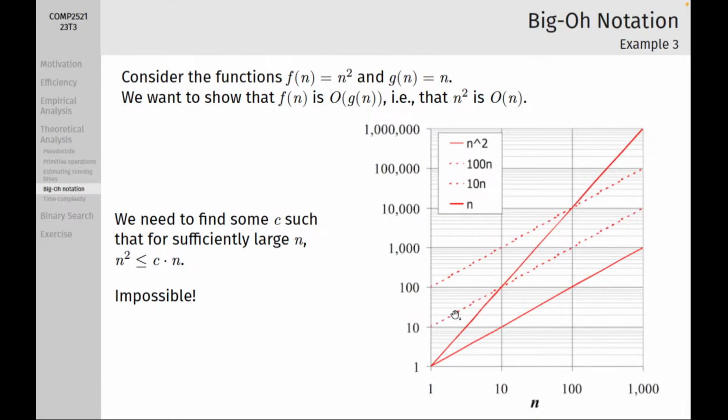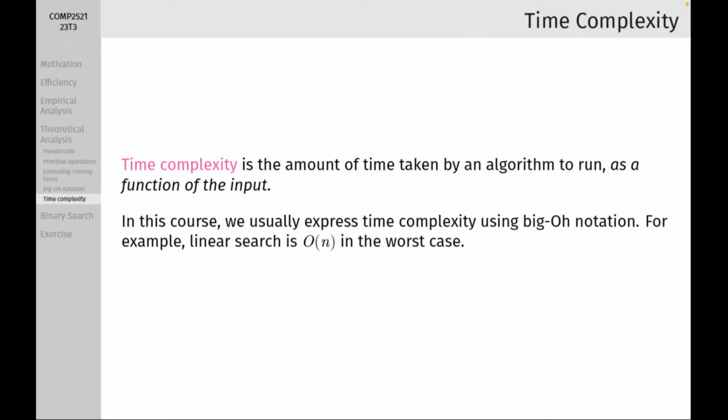And the graph here also shows this. We can see that the graphs for all the linear functions, like n, 10n, and 100n, all have the same slope. But the graph for n squared has a much greater slope, which means no matter how large a constant factor you choose, n squared will eventually overtake the linear function. Okay, so that's a bit of maths. Don't need to worry too much about it.